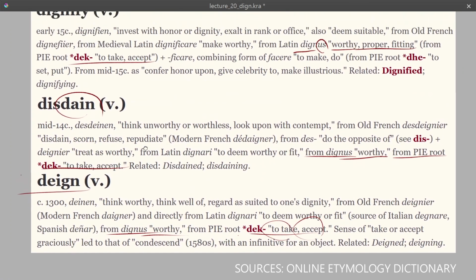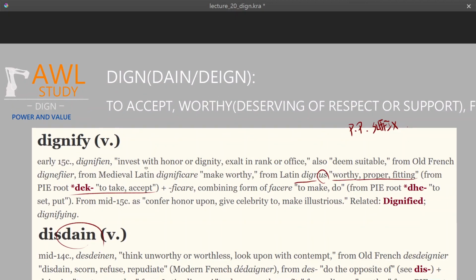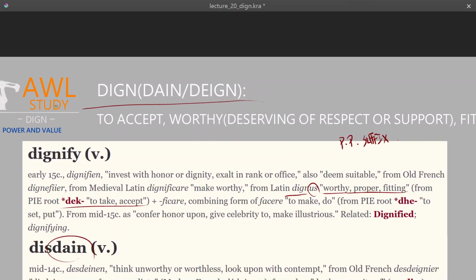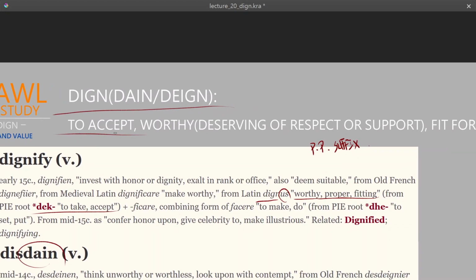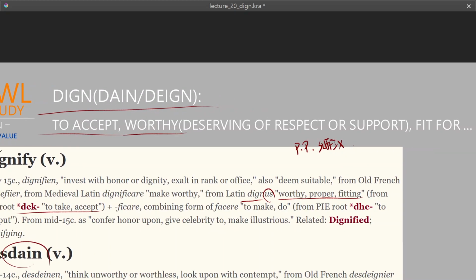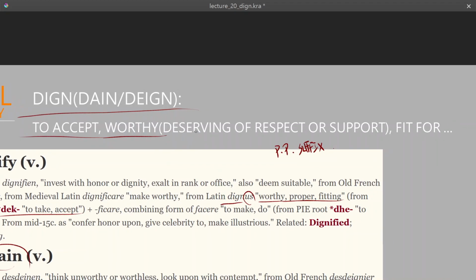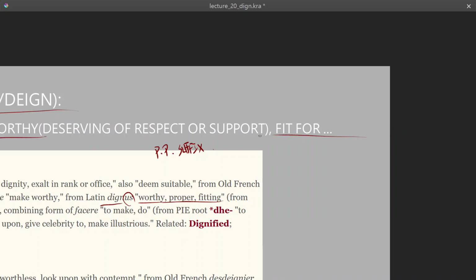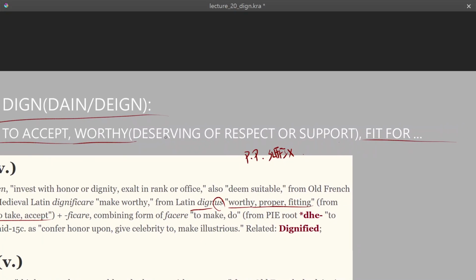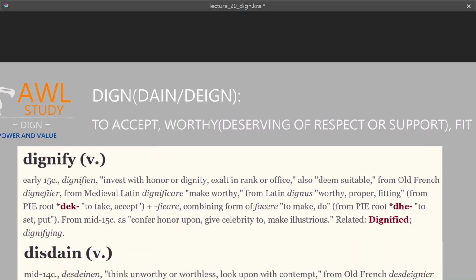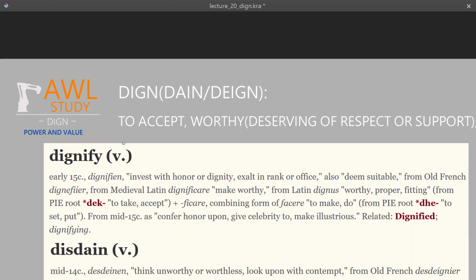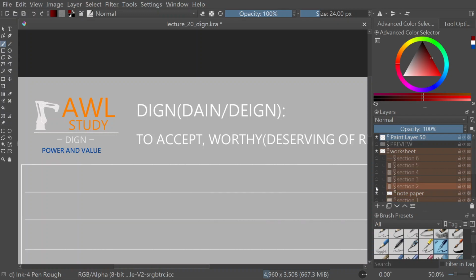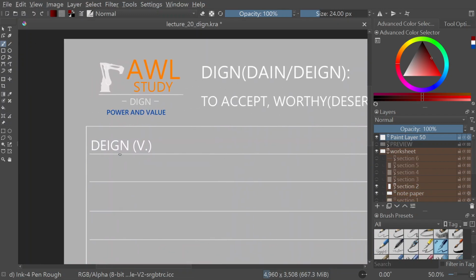So all told, we have the building block DIGN, DAIN, DEIGN, meaning to accept, worthy, that is deserving of respect or support. And lastly, fit for something. That's going to help us unlock the meaning of many words. Alright, so what's the first word today? The first word we're going to learn is deign.